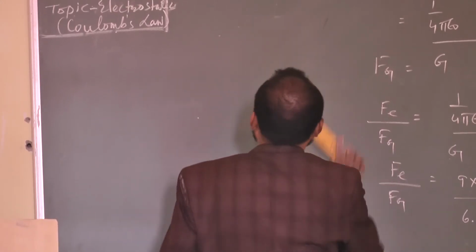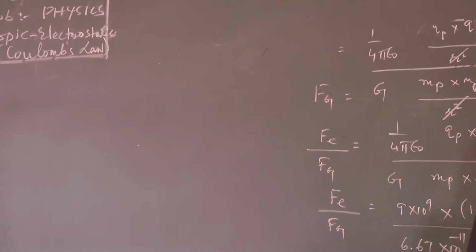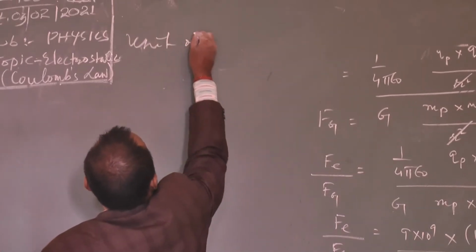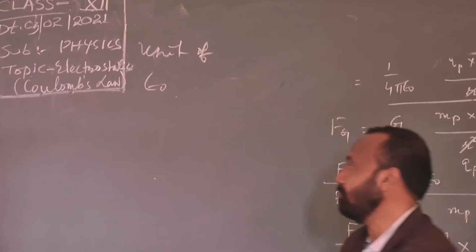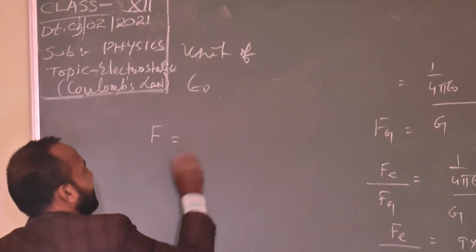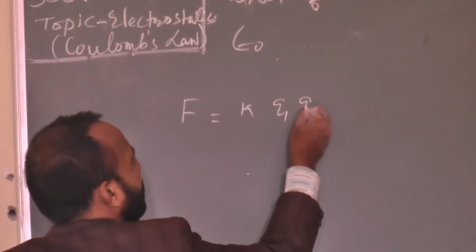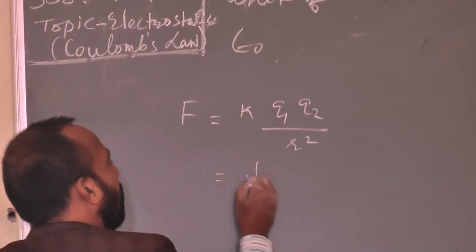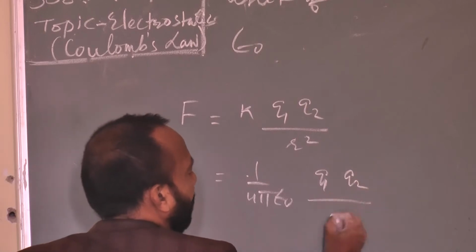It is important to calculate the unit of permittivity, the unit of epsilon naught. How to calculate? You know that according to electric force, F is equal to K Q1 Q2 divided by R square. This K is equal to how much? 1 by 4 pi epsilon naught for free space, Q1 Q2 divided by R square.